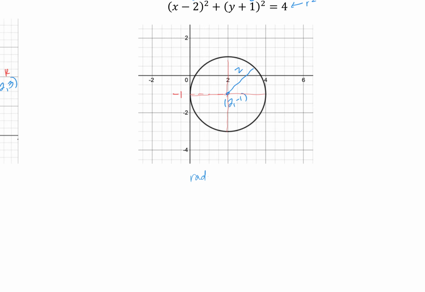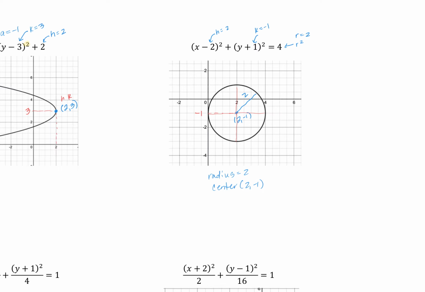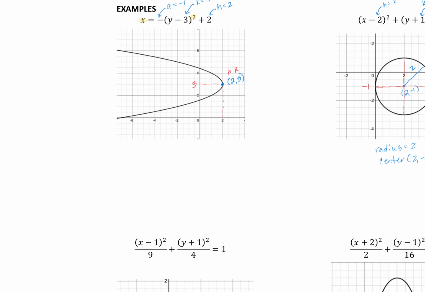Maybe I'll write that down. And maybe I'll put these values here for the parabola as well. So remember, we have our vertex is (2, 3). Okay. And it opens left. Maybe that would be nice to put down in words.